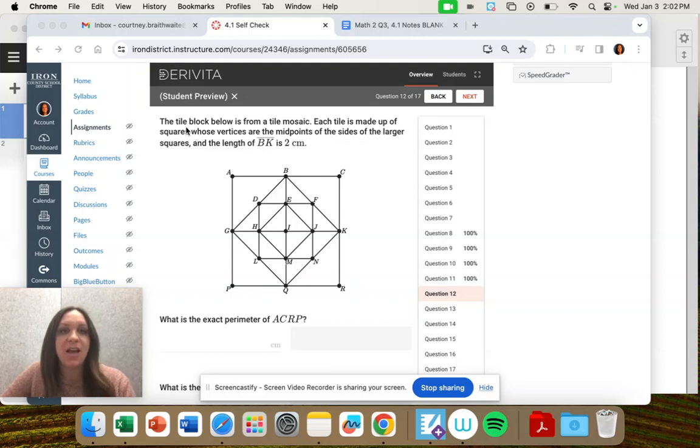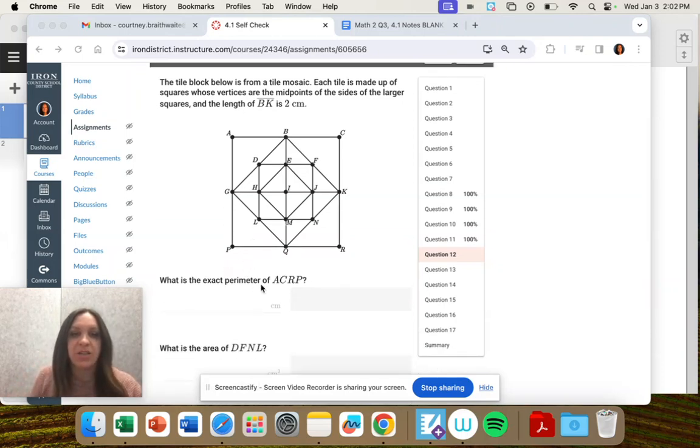Question 12, the tile block below is from a tile mosaic. Each tile is made up of squares whose vertices are the midpoints of the sides of the larger squares. And the length of B to K is 2. What is the exact perimeter all the way around A, C, R, P? And what is the area of the smaller square, D, F, and L?